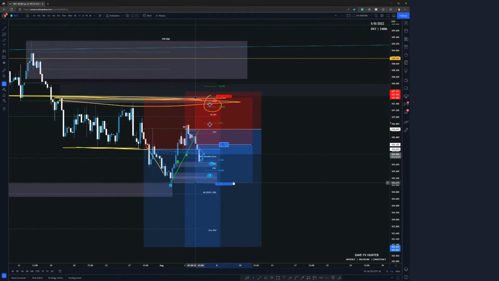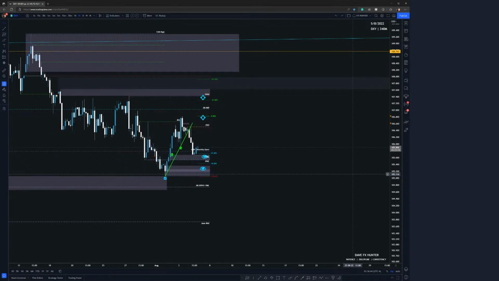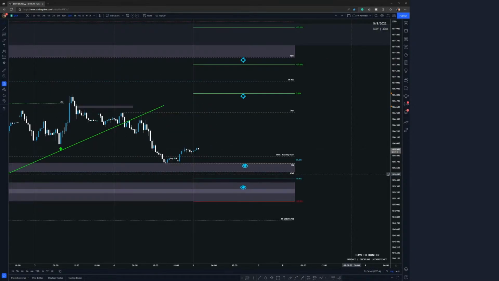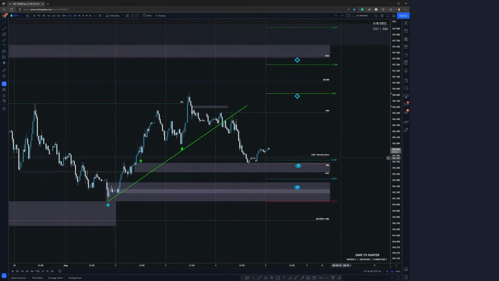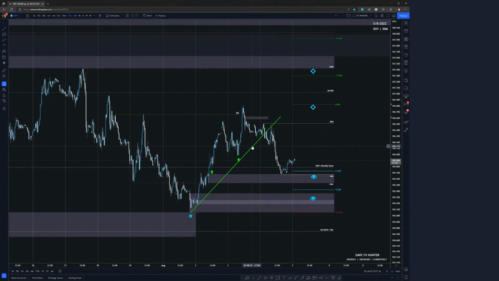So I believe there will be a lot of liquidity in these levels, and as the dollar index is still very bullish, and we can see that the exact opposite is happening on the euro, I think we will go up, right? So now the question is from where.